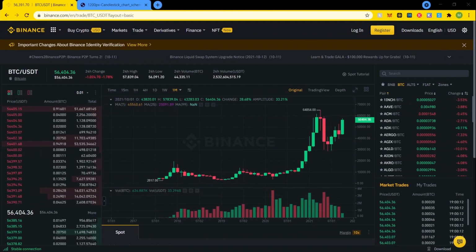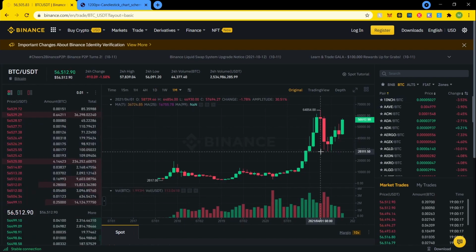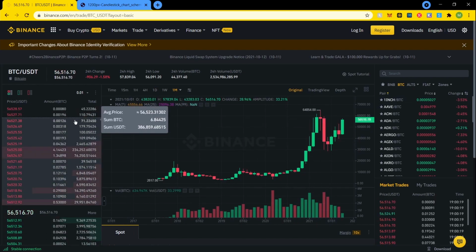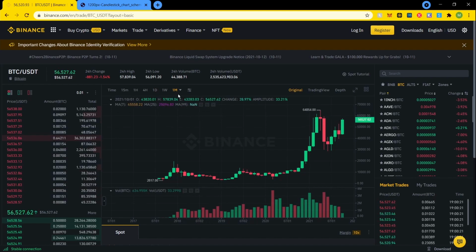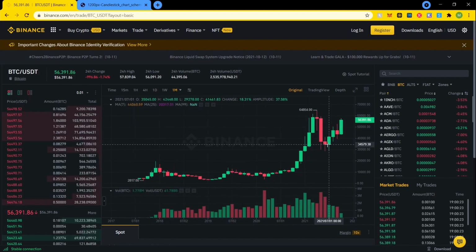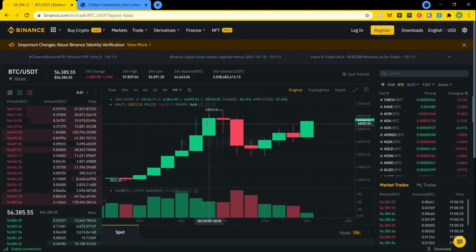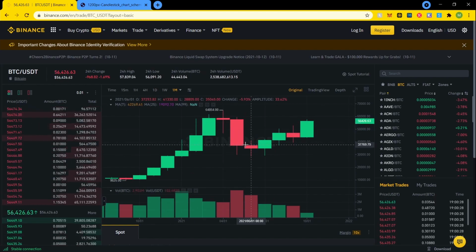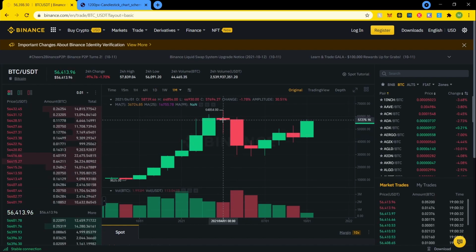So now let's see what happened during that crash. All right, so right now I'm on Binance again, and I'm on Bitcoin and USDT. I'm on the monthly chart, and as you can see, there's a big crash here, the red candle. This is a big red candle, and most of you may remember that in April there was a big crash and nobody knew about it.